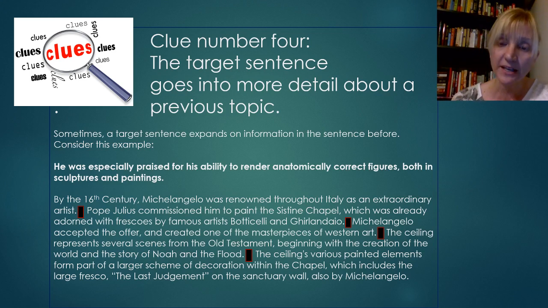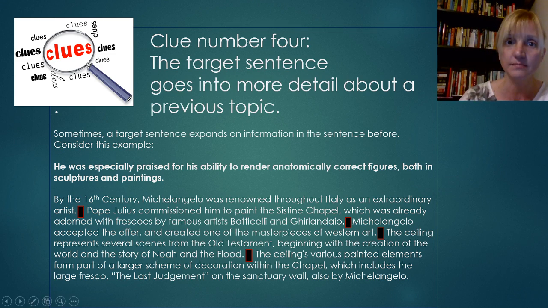Okay, I'm hoping that you picked the first square. This sentence gives us more information about the topic of Michelangelo. It doesn't fit in the third or the second or the fourth square because by that time it has moved on to the topic of the Sistine Chapel and details about the Sistine Chapel. So since the first sentence talks about Michelangelo and how he was renowned throughout Italy as an extraordinary artist, this target sentence gives us more information about his artistic abilities and belongs in the first square.